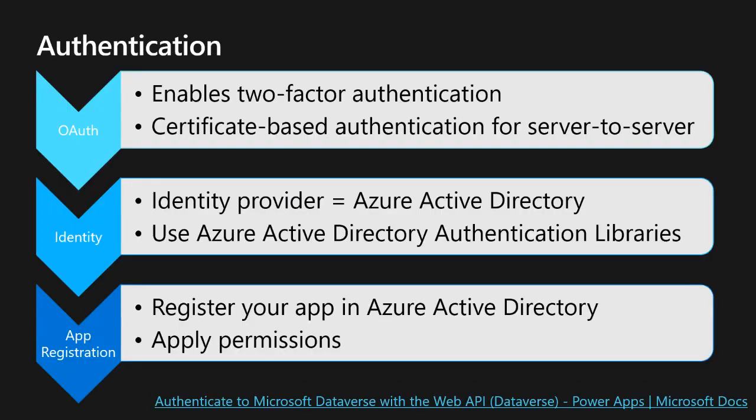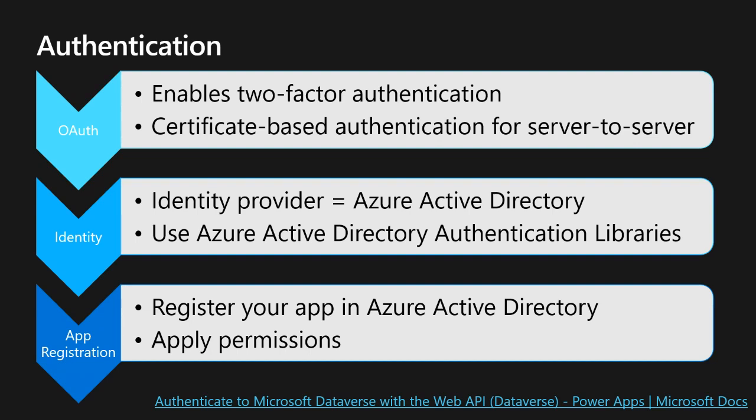I want to take a closer look at authentication. OAuth is the industry standard protocol for authorization. After application users provide credentials to authenticate, OAuth determines whether they are authorized to access the resources. Client applications must support the use of OAuth to access data using the web API. OAuth enables two-factor authentication or certificate-based authentication for server-to-server application scenarios.